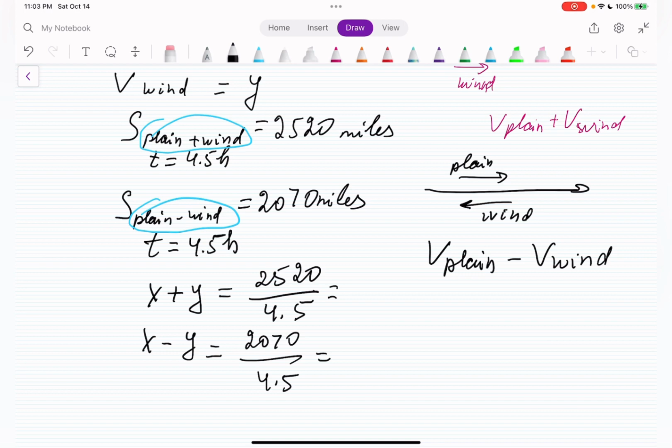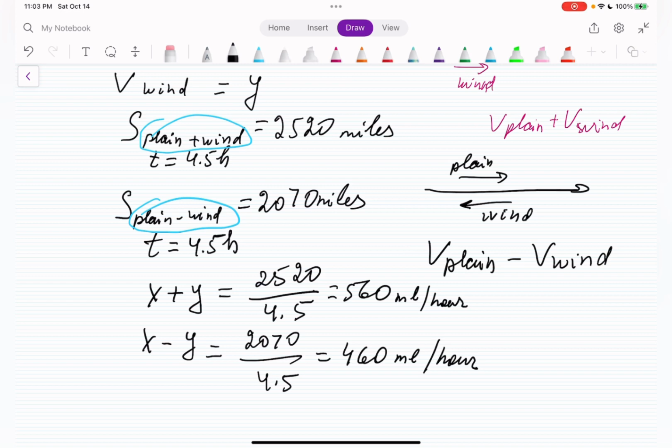I'm going to divide 2520 divided by 4.5. I get 560. That's a speed, right? 560 miles per hour. Okay? And 2070 divided by 4.5, I'm getting 460 miles per hour.